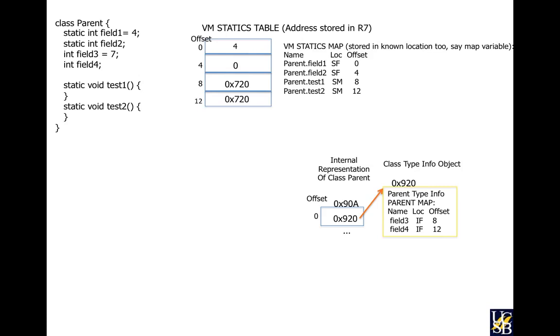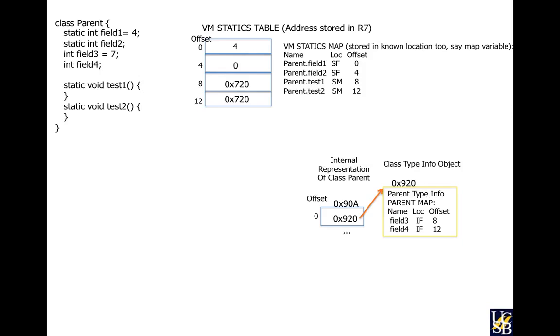They also have offsets into the static table following the fields. The order can vary, but typically it goes from top to bottom in the class definition. In this case, both test1 and test2, the static methods in parent, have address 720 in memory. At address 720 is going to be code that causes methods to be copied and interpreted or compiled at runtime.